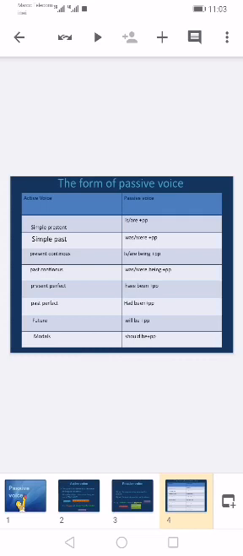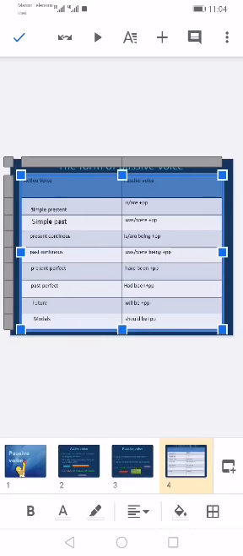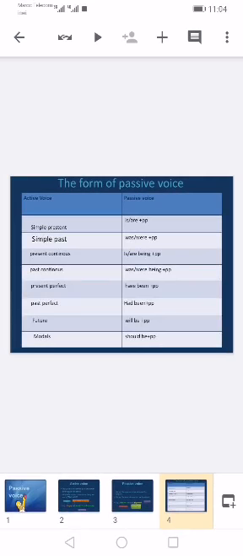Let's move now to the simple past. In the simple past, we have was or were plus pp. So the only difference between simple past and simple present is that is becomes was, and are becomes were. So here the same thing: it depends on the object. If the object is plural, we put were, and if it is singular, we put was.